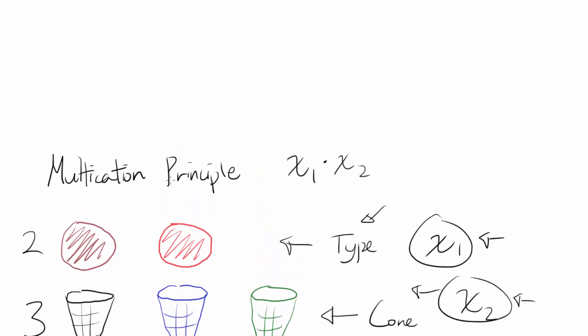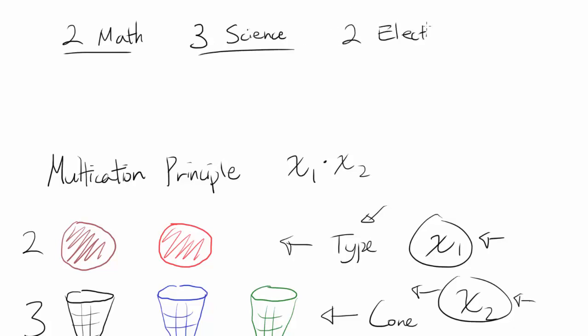So let's try one more thing. Let's say you have 2 different math classes you can take. You can either take algebra 1 or geometry, let's say. And you have 3 different science classes you can take, biology, chemistry, or physics. And you have, let's say, 2 other electives that you can take. So how many ways can you choose your classes?